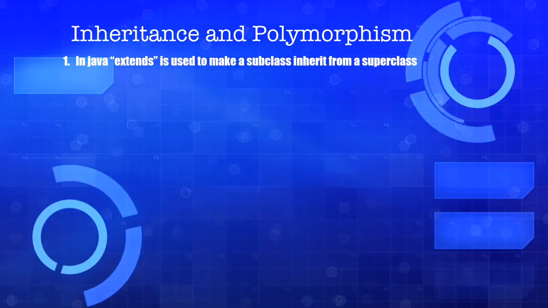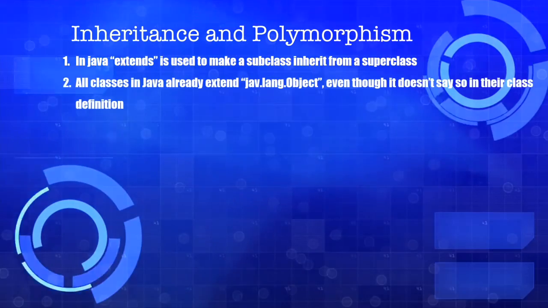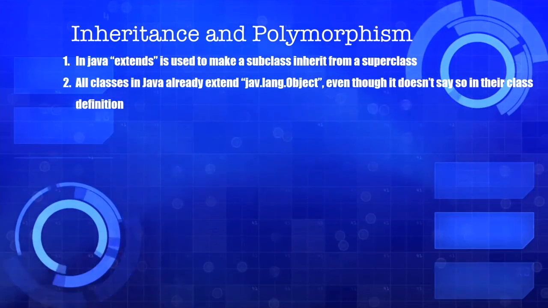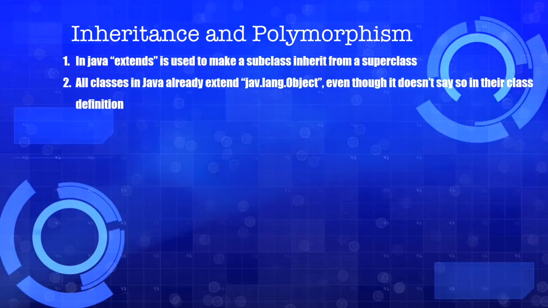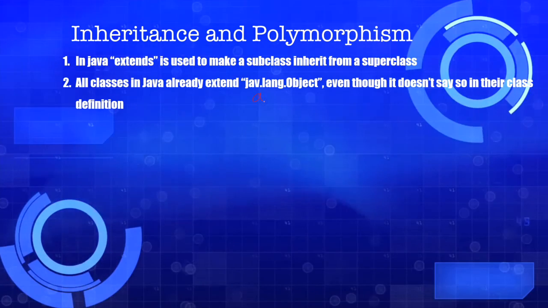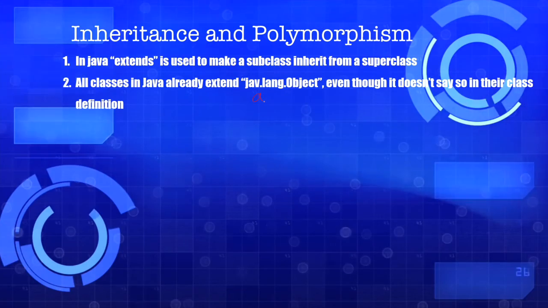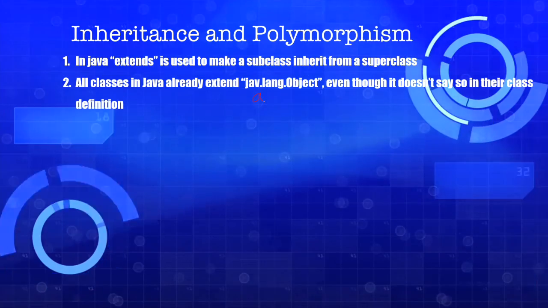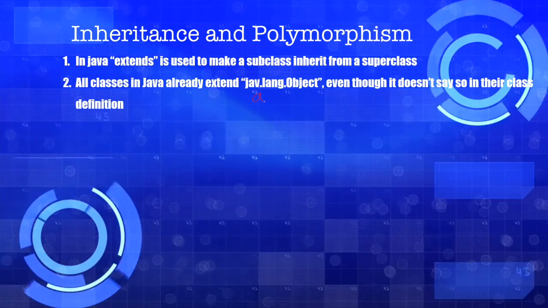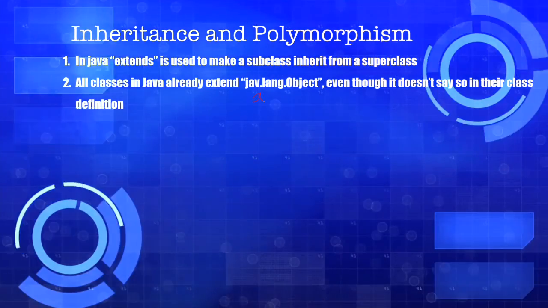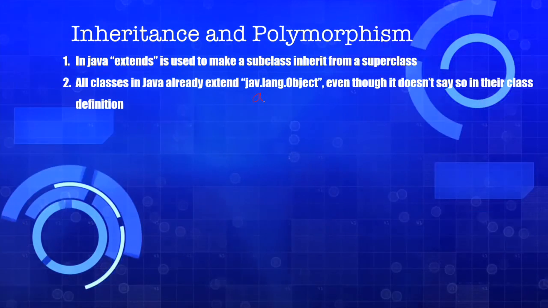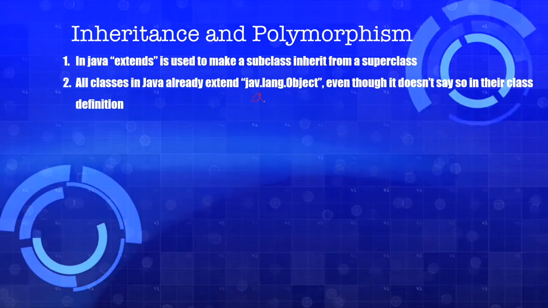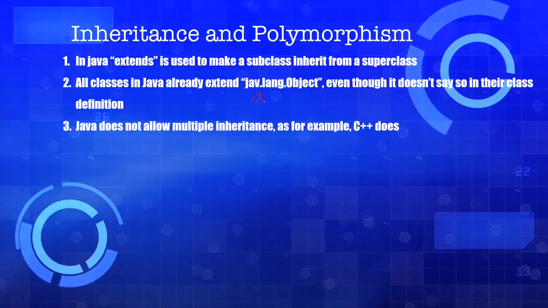So the word extends is used in Java for inheritance, and a little aside is that all classes in Java automatically already extend java.lang.Object. Even though it doesn't say this in their class definition, they all do, and that's where they get all of the other methods like synchronize and class ID variable that they already have. But again, you don't need to mention this, and apart from this one little anomaly, everything else is perfectly clear.